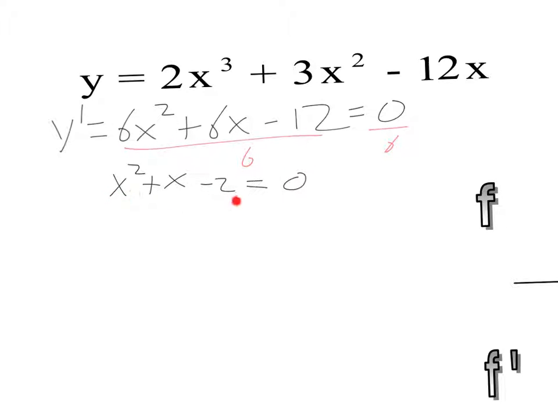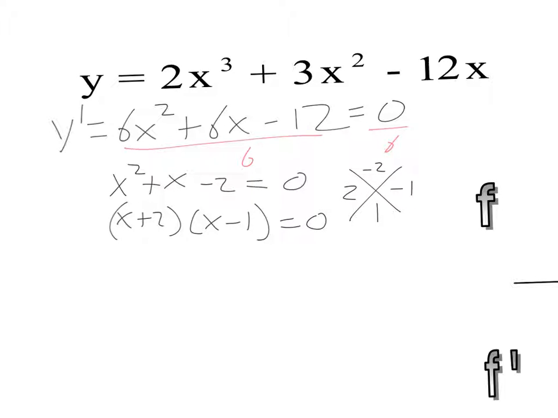I could solve this a number of ways. I could use the quadratic formula. I could complete the square, but I think the easiest way to solve this is just going to be by factoring. And it's a simple star method factor. I need something that multiplies up to negative 2 and adds up to 1. I got 2 and negative 1. So that means my factors are x plus 2 and x minus 1.